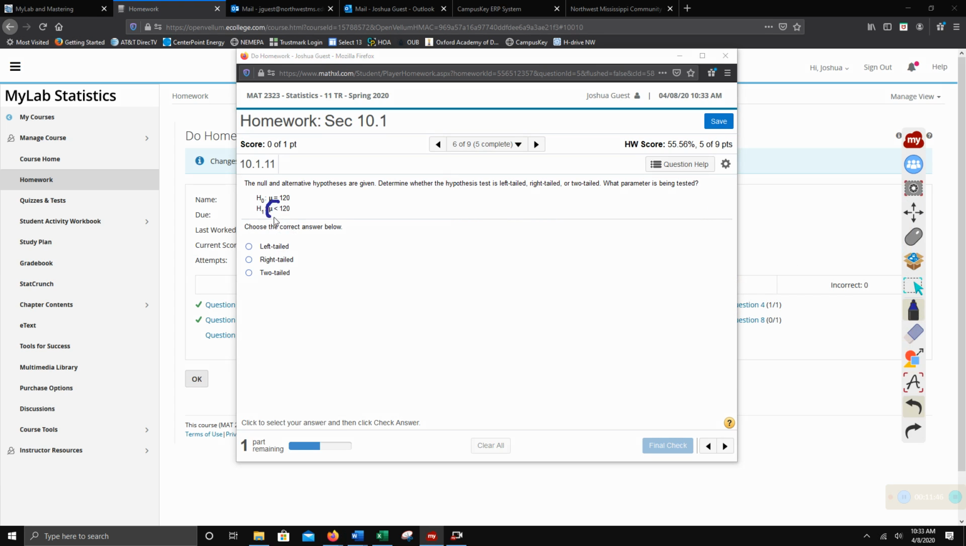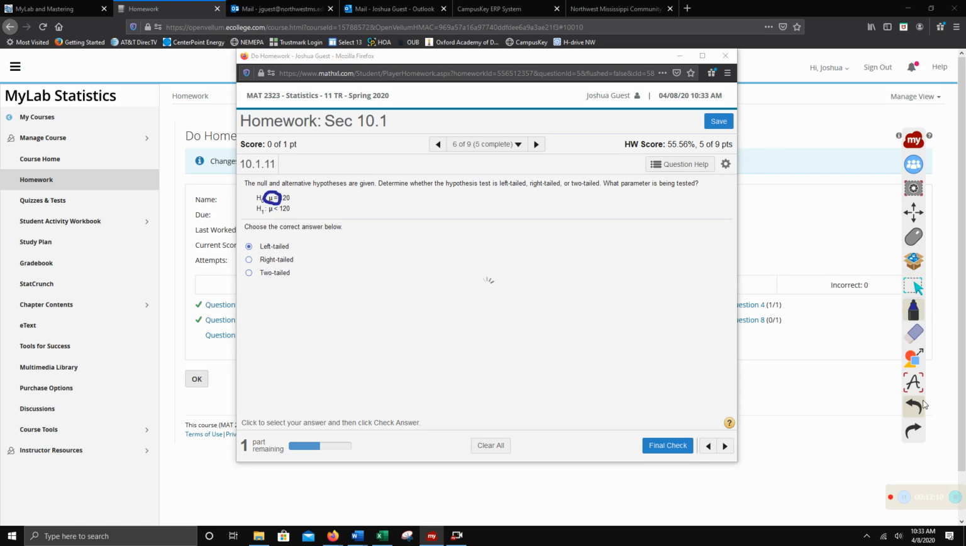All right. Less than is going to be left-tailed, right? Less than is going to be left-tailed. So pick my mouse over here, and we'll pick left tail because it's less than. And then we'll move on to what parameter is being tested. So right here, the parameter that's being tested is mu.